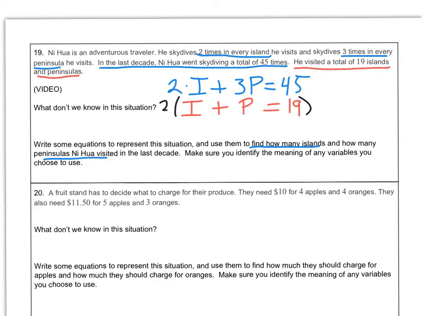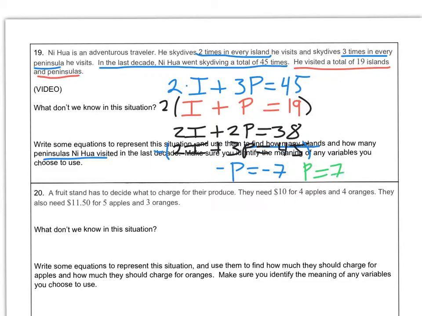I'm going to multiply the bottom by 2, and we'd get 2i plus 2p is equal to 38. The top one would still be 2i and 3p is equal to 45. When I subtract these two, we've got negative 1p is equal to negative 7. And that means that he went to 7 peninsulas. Please write the words for that. I'm not doing that right now because I really want to get through this quickly. And then the other part is if he went through 7 peninsulas, he went through 12 islands.